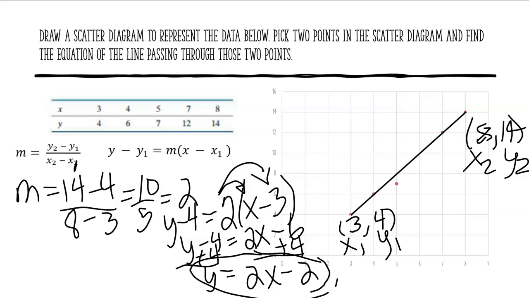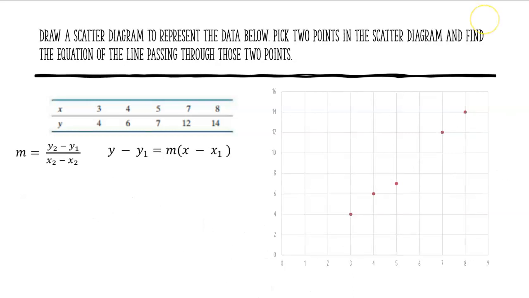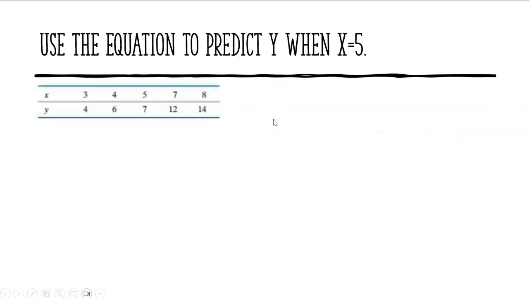Now, as you notice, not every point will fit on this line, and so we end up getting what's called an error, also known as the residual. And so what we want to do is use that equation that we just had, y equals 2x minus 2, to predict y when x is 5.